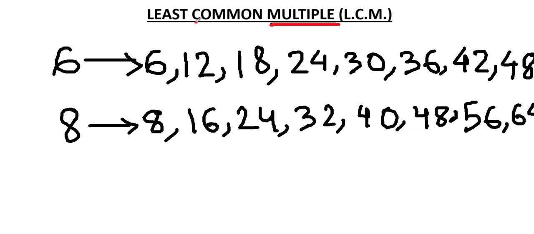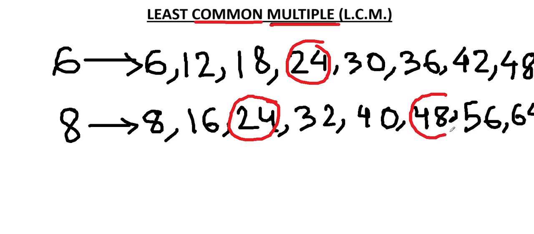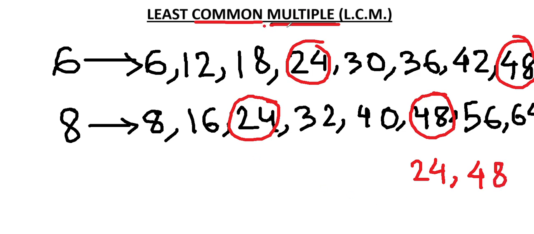Now let's come to the common part. Let's find out the common multiples of 6 and 8. I see that 24 and 24 over here are the common multiples. Do we have any other common multiples? Oh yes, definitely we do. We have 48 and 48 as the common multiple. So we have two common multiples over here, 24 and 48.